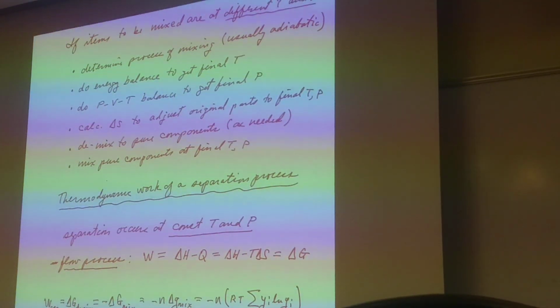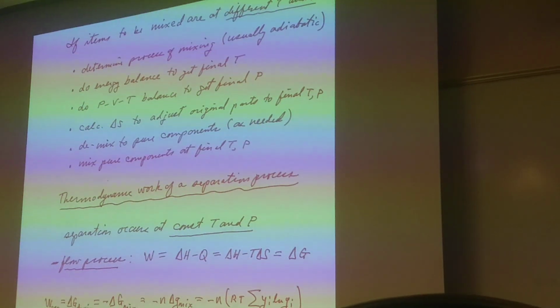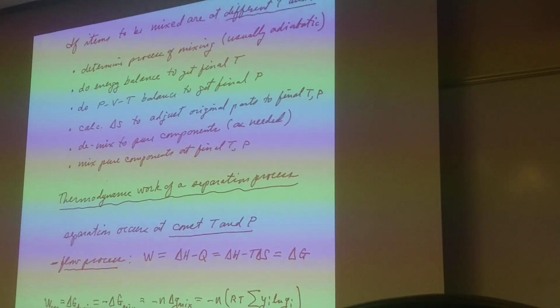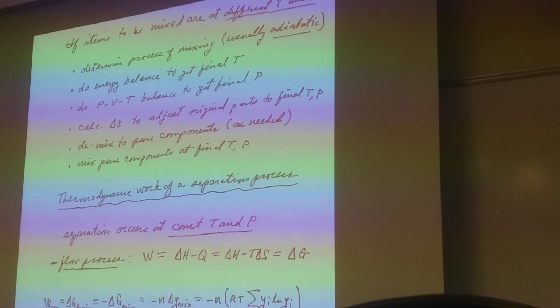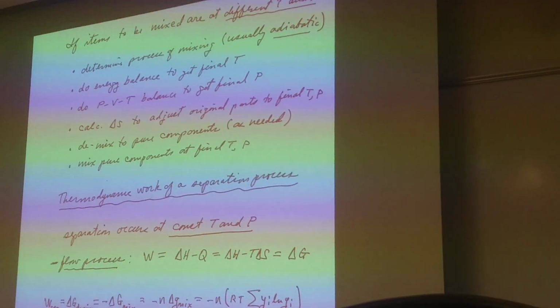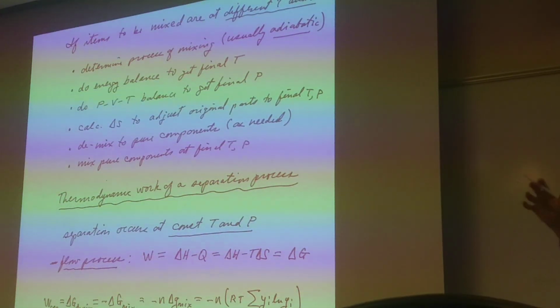So we might ask ourselves, what if we were mixing things that were not at the same temperature and pressure? Let's say I've got this mole of air at one temperature and pressure, and the moles of pure oxygen at some other temperature and pressure. That would be a slightly more complicated problem, but it just means that you need to do some more work beforehand, and that is you determine the process of mixing. They're almost always adiabatic, and that'll allow you to do an energy balance that lets you get to the final temperature.